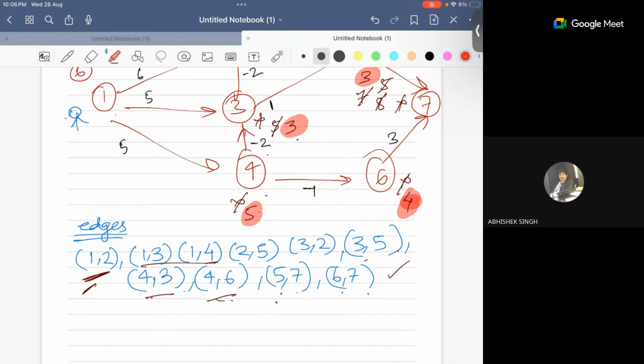Okay, let's deal with BFS, DFS done. Spanning tree. Okay.